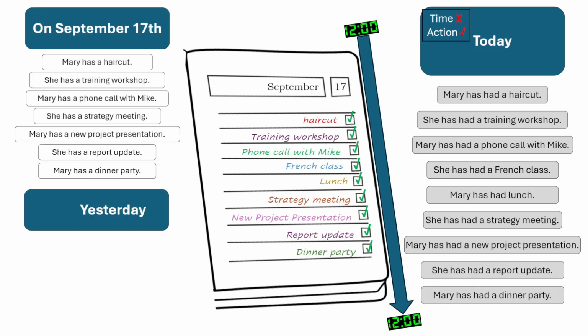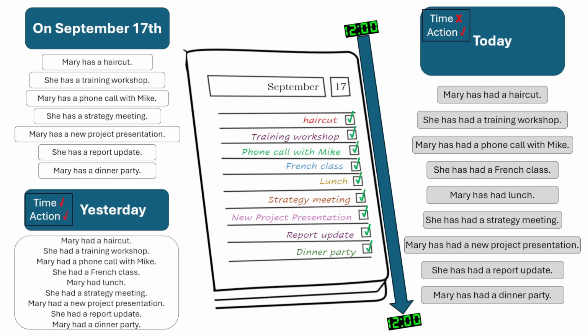If we wanted to refer to this as something that happened yesterday, when the time of yesterday is finished and the actions of yesterday are also finished, then we could say that she had a haircut, she had a training workshop, and she had a phone call with Mike, etc. So you're identifying whether or not the time is finished by adding the has or the have to that past participle had.